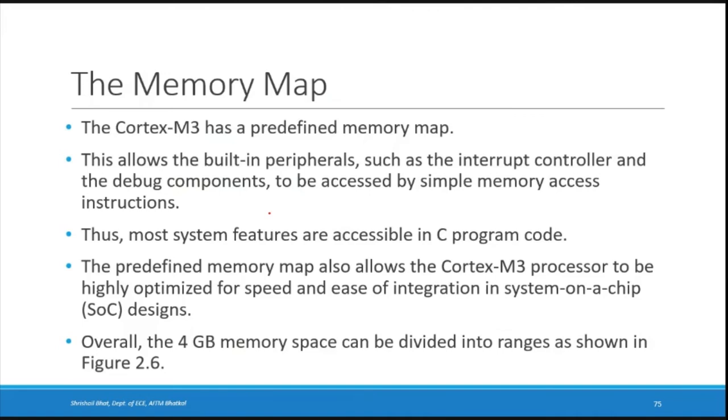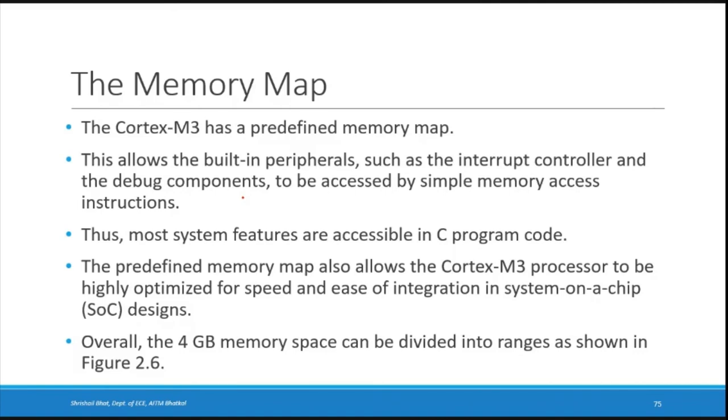This 4 gigabytes is mapped to particular functions. The entire 4 GB is mapped to particular functions. So this allows the built-in peripherals like the interrupt controller and the debug components to be accessed by simple memory access instructions. By using memory access instructions, we can also use some peripherals like the interrupt controller and debug components. That means they are mapped to some part of the memory. Thus most system features are accessible by using C, embedded C. You can access different features by mapping them to the memory.